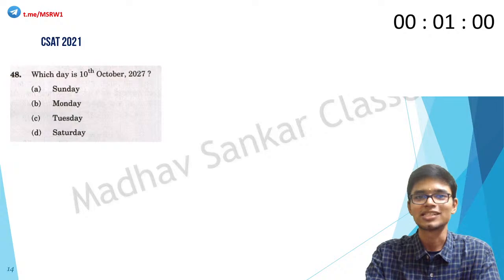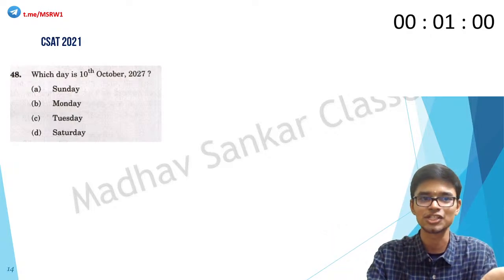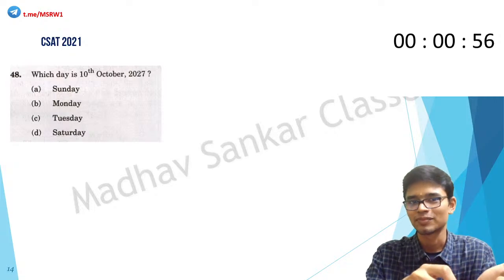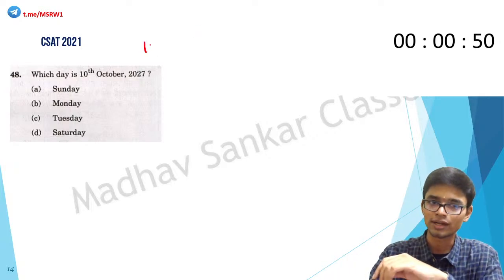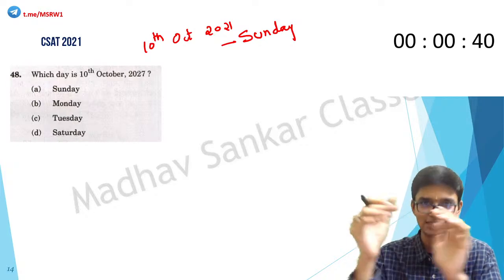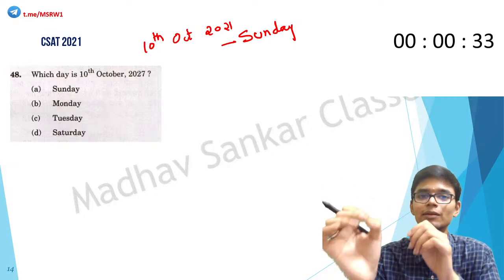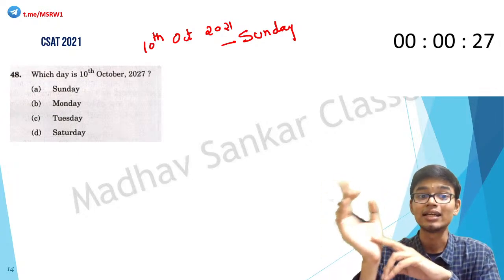Okay, 48th question. This is a question based on the calendar. Another question that we see in every single examination that we write. You have 1 minute to solve this question. What day is 10th of October 2027? In order to solve this question, you have to know what the present day is. The UPSC exam of this year was on 10th of October, and it was a Sunday. 10th October 2021, this year's UPSC prelims, was a Sunday. Given that, 10th of October 2027 will be which day? Option A, Sunday, B, Monday, C, Tuesday, D, Saturday.